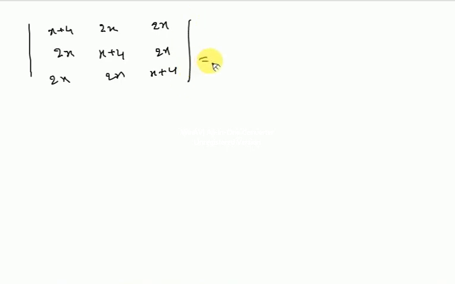The problem may be the determinant with rows x plus 4, 2x, 2x; 2x, x plus 4, 2x; 2x, 2x, x plus 4, which is equal to 5x plus 4 into 4 minus x whole square. So all these problems on determinants are very interesting and easy also. Here, in the required result we need 5x plus 4.